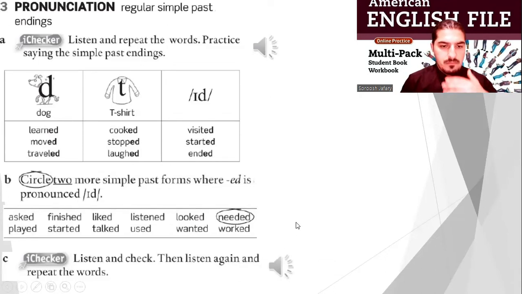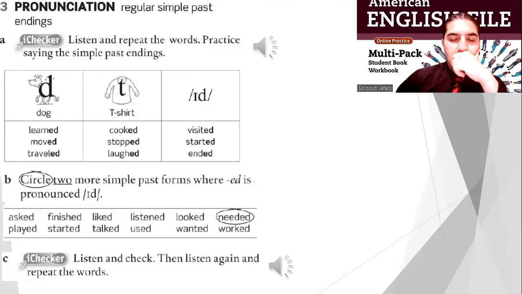File 10A. Pronunciation. C. Asked. Finished. Liked. Listened. Looked. Needed. Played. Started. Talked. Used. Wanted.